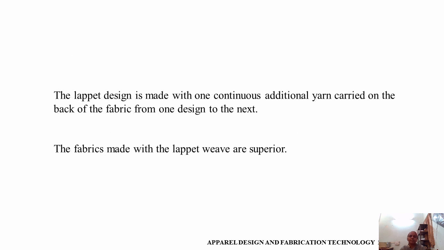The lappet design is made with one continuous additional yarn carried on the back of the fabric from one design to the next. For the stitching purpose, or to join the designs, the continuous additional yarn is carried on the back of the fabric. The fabrics made with lappet weave are superior because of this stitching, and also the continuous yarn is used to superimpose the designs. The lappet weave fabrics are superior compared to swivel weave.